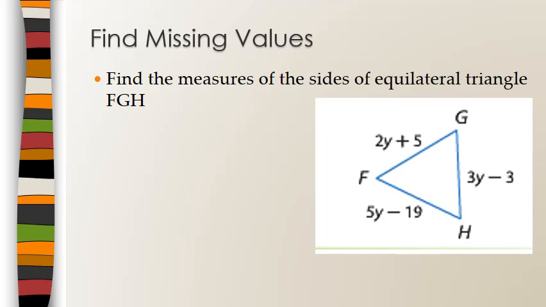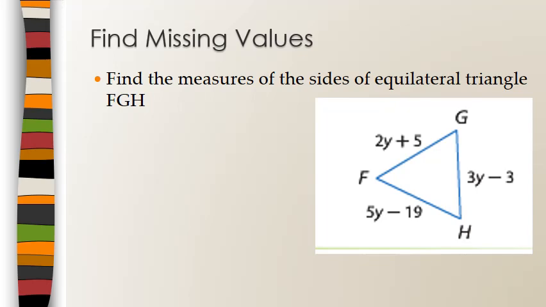Well, let's apply what we now know about classifying triangles and finding missing values. On page 239, example 5, in the guided practice, it says find the measure of the sides of the equilateral triangle FGH. Okay, so it's equilateral, means all the sides are equal. And then we got all this weirdness here.